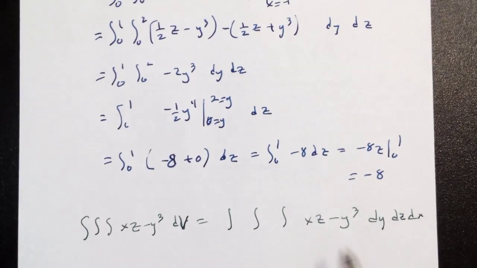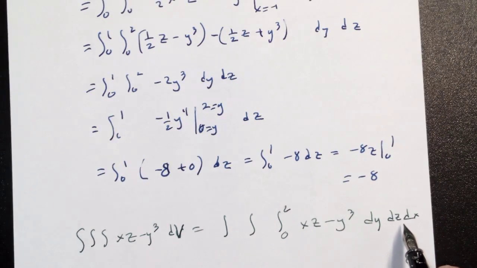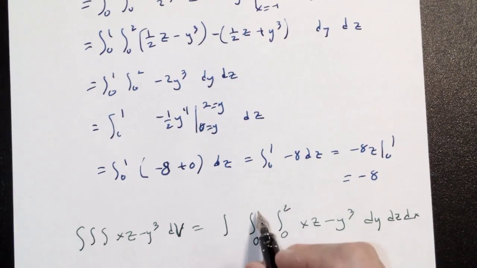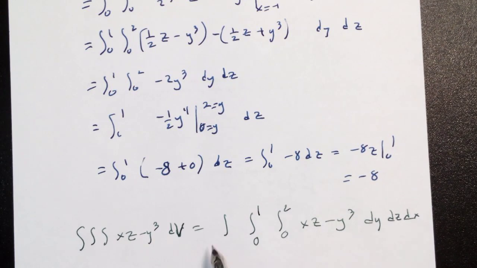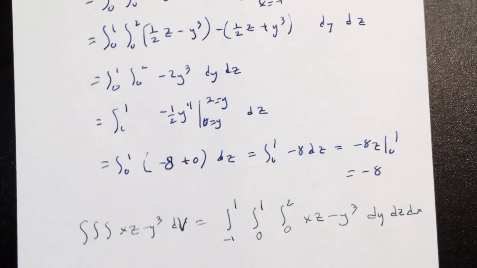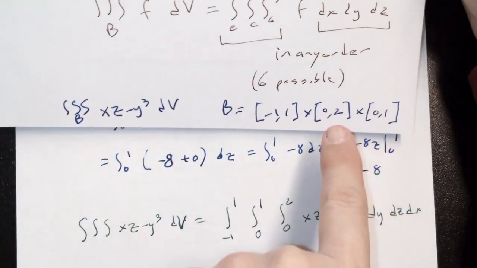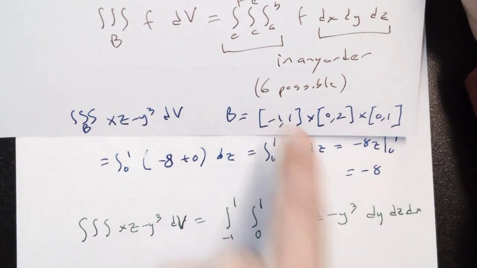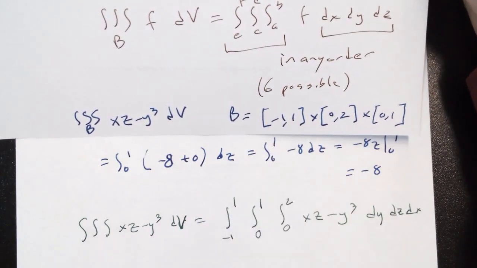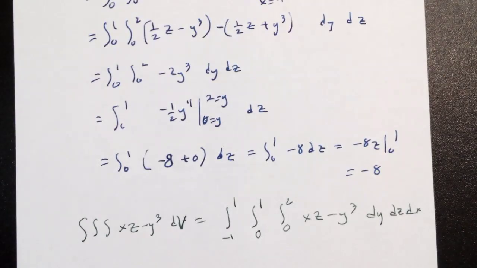So y being first means 0 and 2 go on the inside. Z being second means 0 and 1 go on the second. And x being last means -1 and 1 go on the outside. Because that matches y, z, x. Okay, I'm integrating with respect to y first.